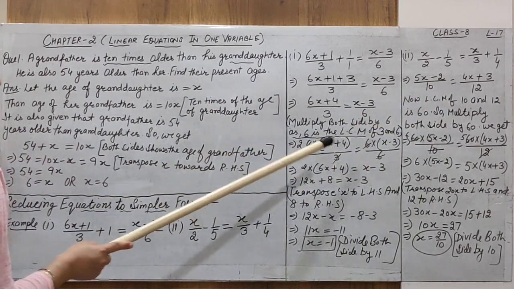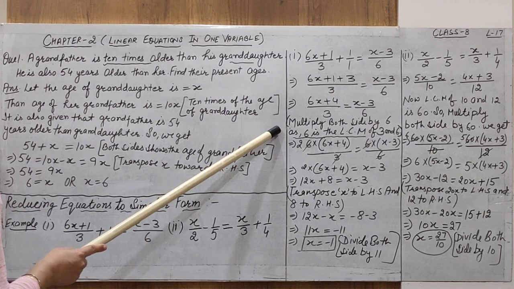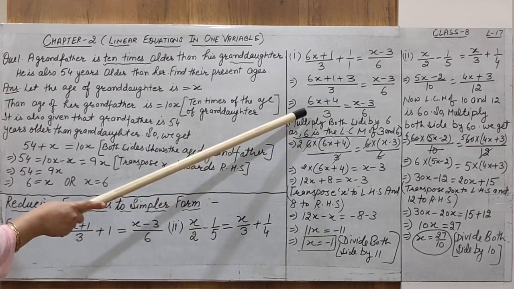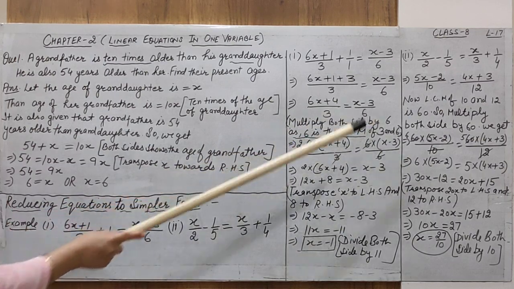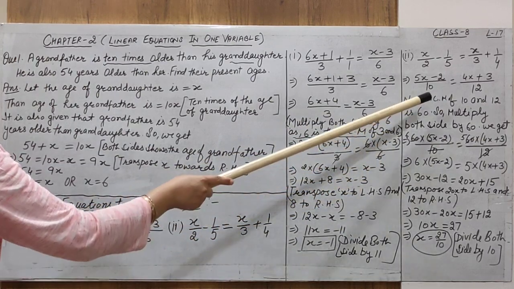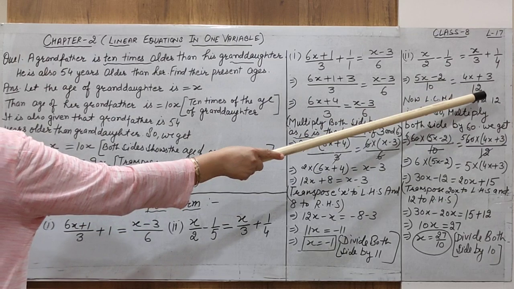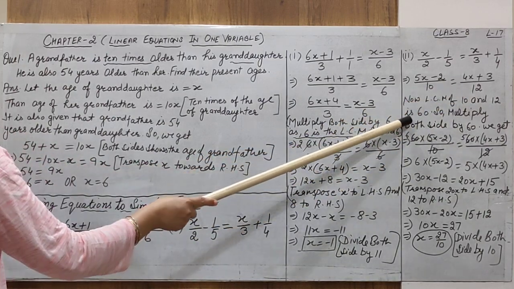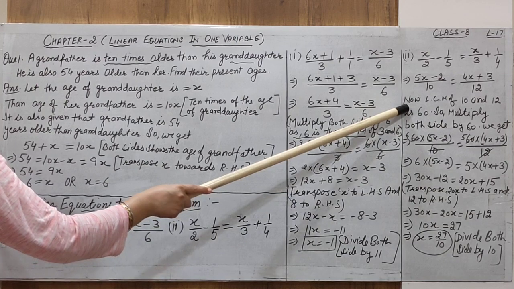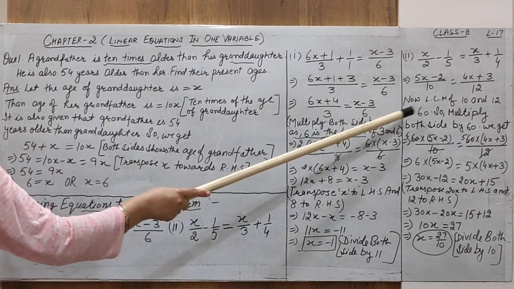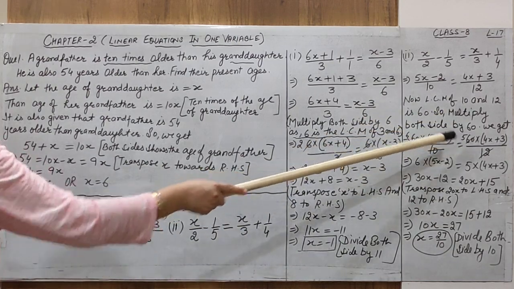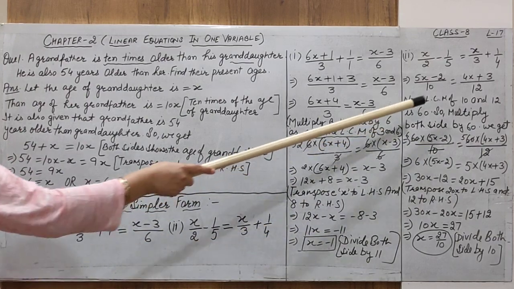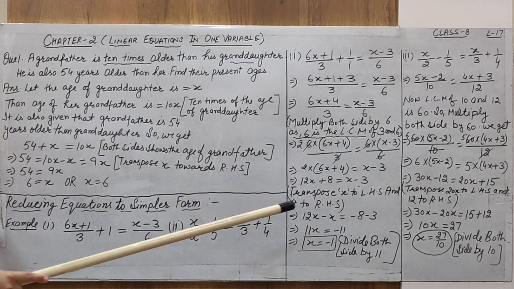Now, what is the next step? As we have done in this question, the LCM of these two denominators, that is the denominator of the left hand side and the denominator of the right hand side. Now the LCM of 10 and 12, that you can find out, and their LCM is 60. Alright, now the LCM of 10 and 12 is 60. So multiply both sides by 60. You have to multiply the LCM of the denominators in both sides.